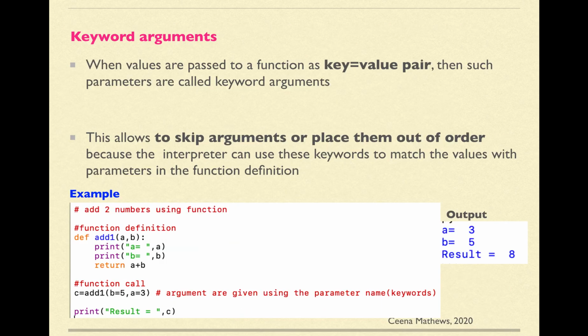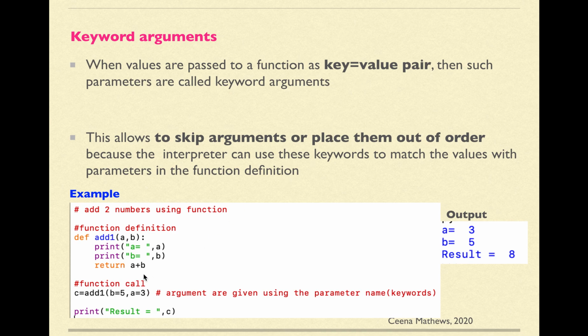Next type of argument is keyword argument. When values are passed to a function as key value pair, then such parameters are called keyword arguments or keyword parameters. It allows you to skip arguments or place them out of order because the interpreter can use these keywords to match the values with parameters in the function definition. It is not like required arguments where we need to give all the arguments in order. Here, since we use key value pair, you can place them out of order.